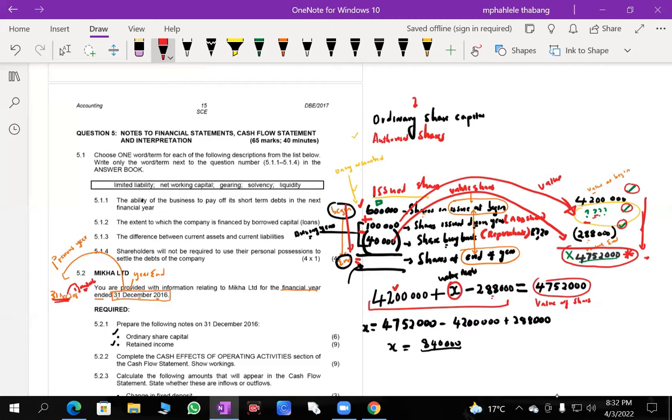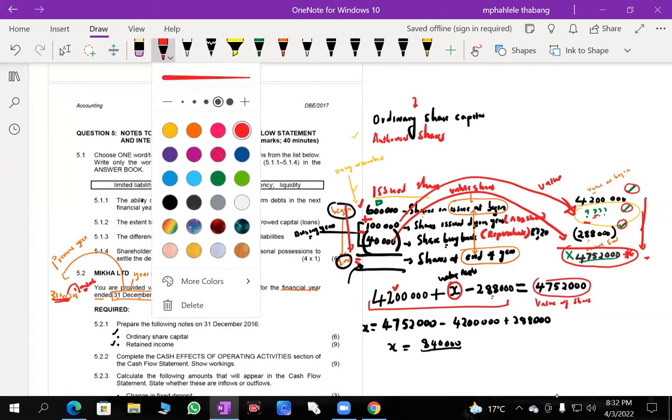If you get 4,200, that is the shares issued, minus the repurchases. You'll find the one at the end.